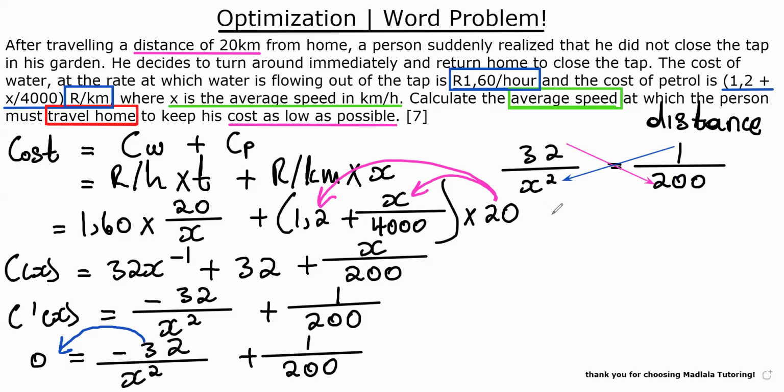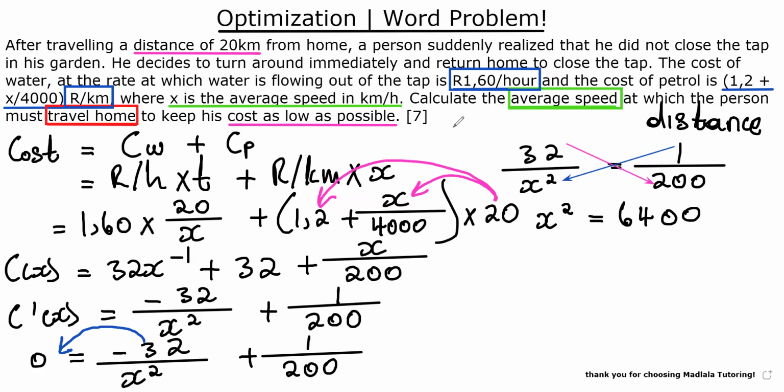Well, 1 times x squared is x squared. And what about 32 times 200? Well, it's just going to give you 6,400, okay? Because 32 times 2, it's 64. And then you still add those two zeros.